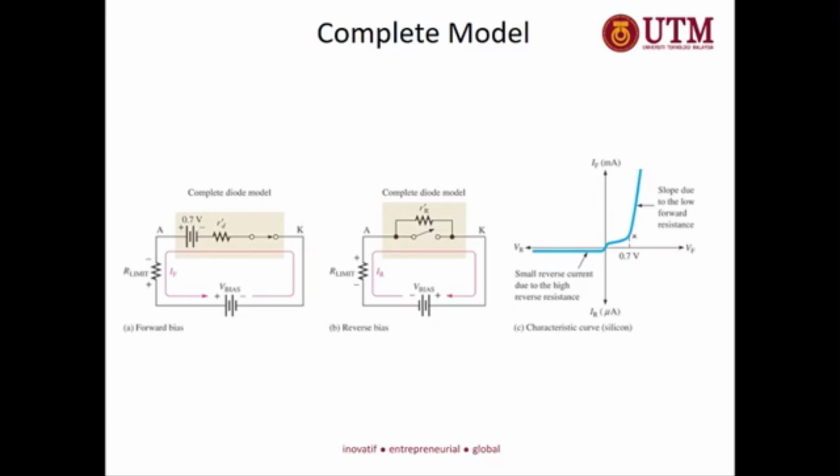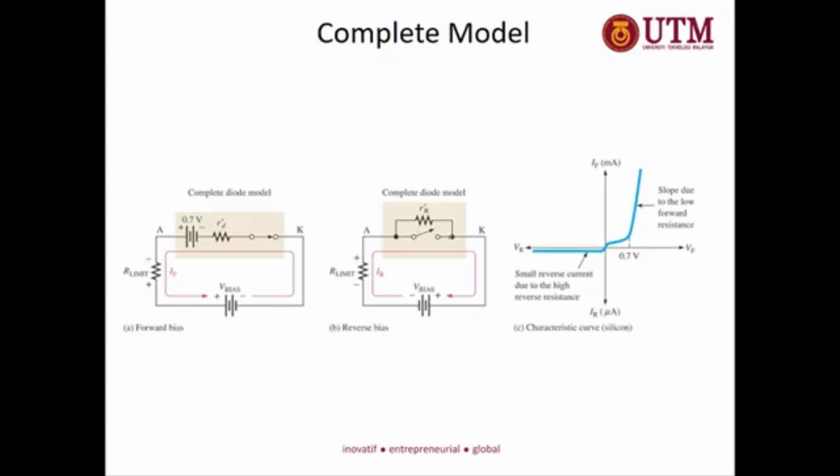Okay, so here instead of having a vertical line, we have this line with a slope. Okay, this is the forward bias. In reverse bias, we add one resistor in parallel with the open circuit. Okay, in parallel with the open circuit, and the resistor is equal to small rr. So this is a reverse resistance.